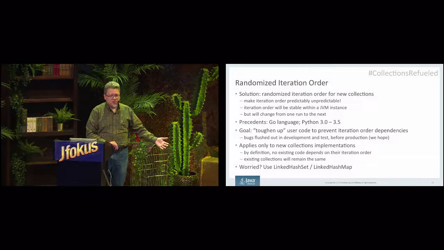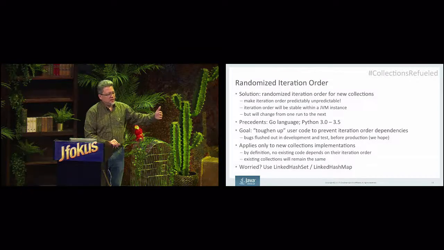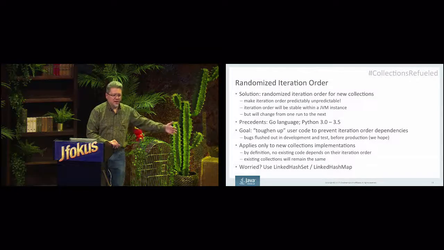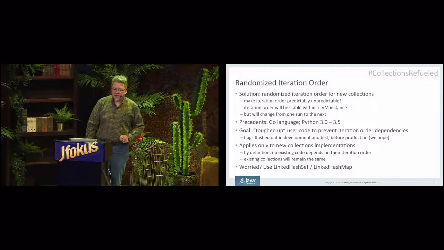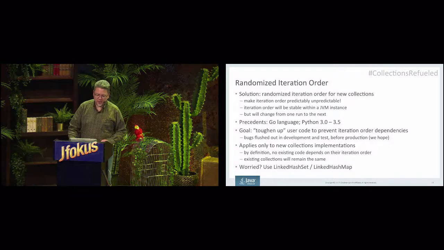If you commit to an iteration order, then programs begin to depend on it. And so if somebody comes up with a new data structure that has a different iteration order, well, should we break their code? Well, but they're depending on something that they shouldn't have depended on, et cetera. It's exactly the same thing. So anyway, we are moving towards randomized iteration order.